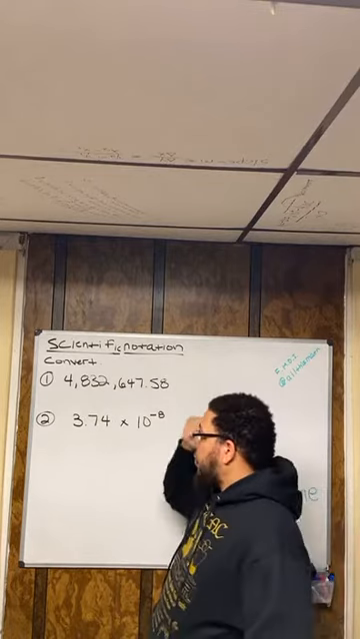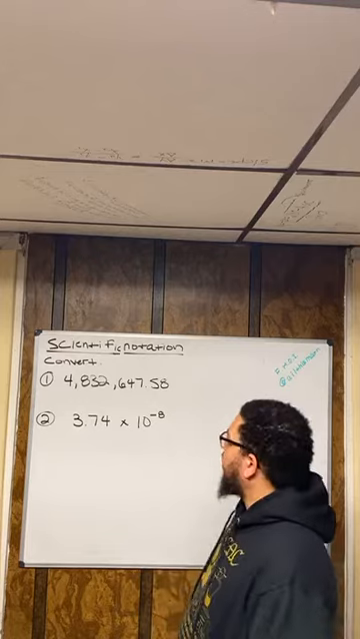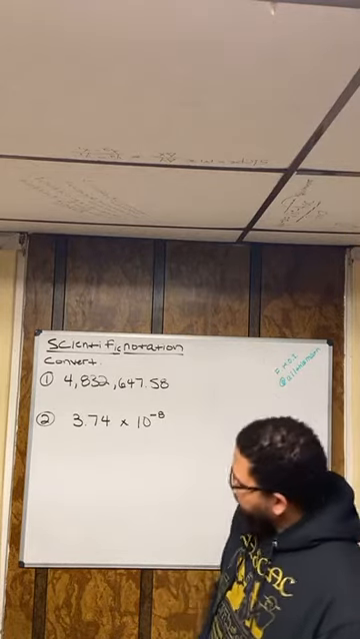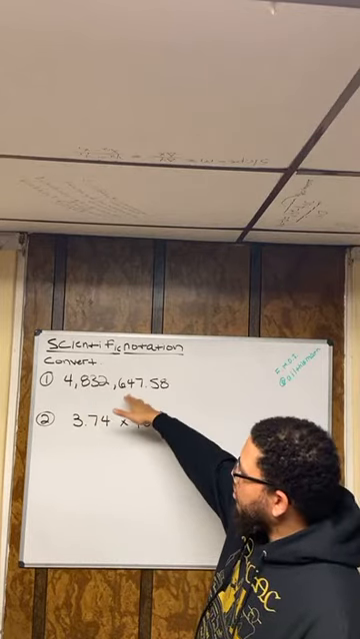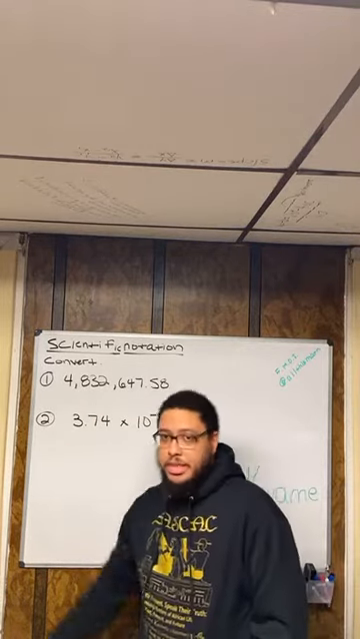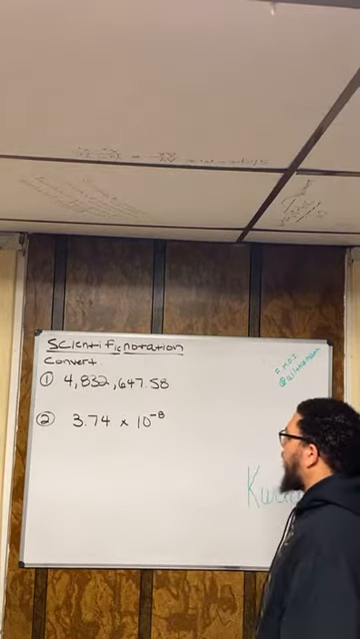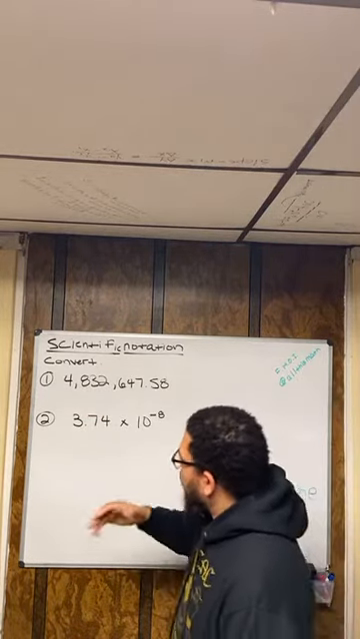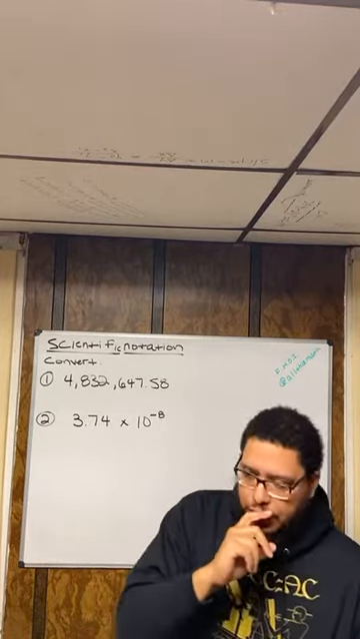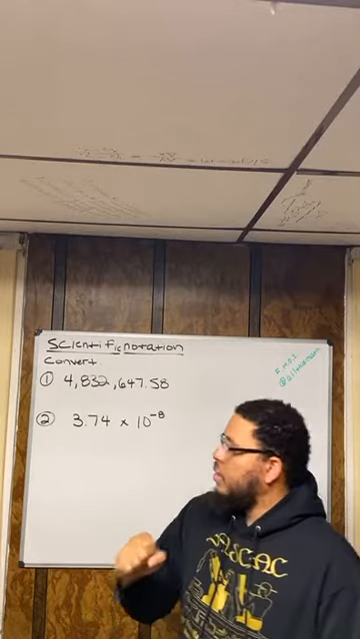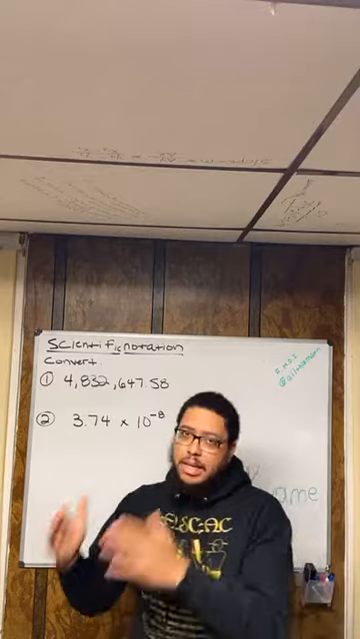And number one, we have 4,832,647.58. Or you can think about it as money, $4,832,647.58. Either way, we're going to convert this into scientific notation. Now, there are a couple things you want to think about when you're working with scientific notation. The first thing is you need to create a number that is between 1 and 10.